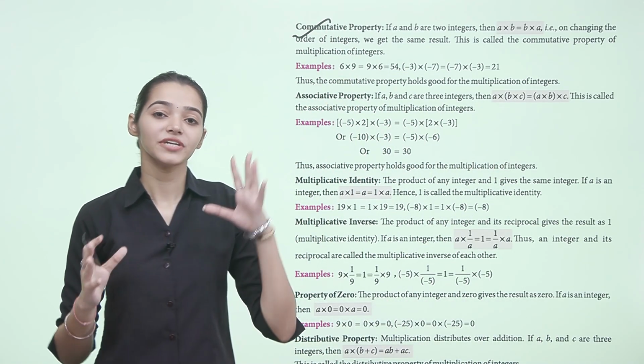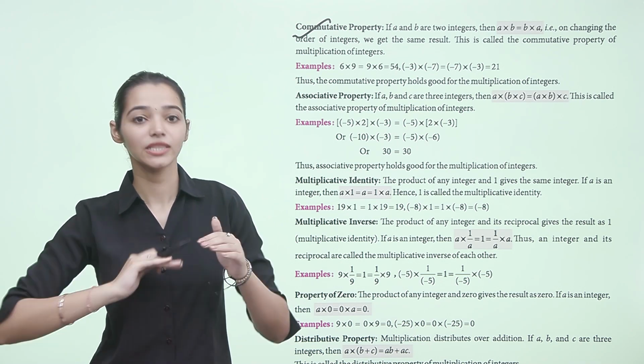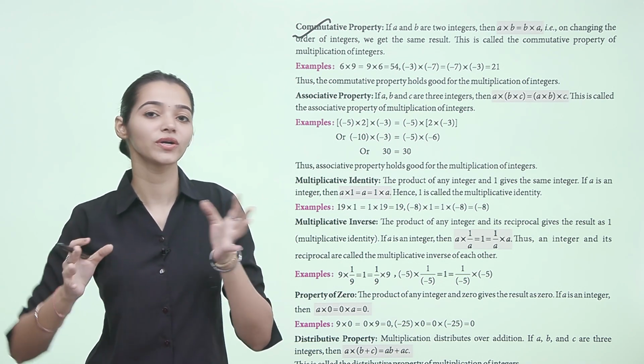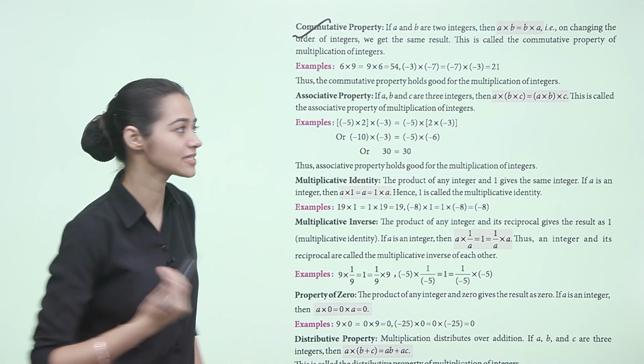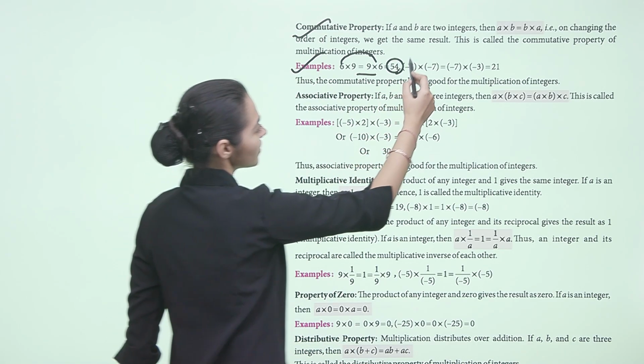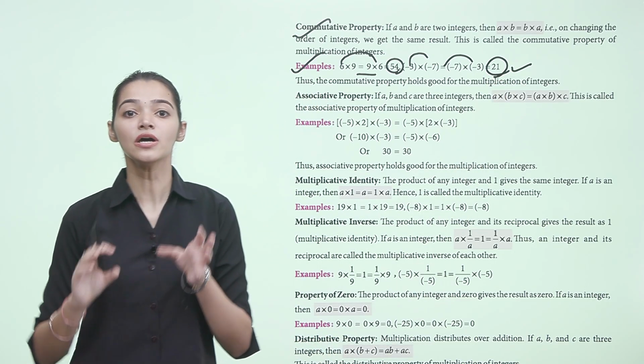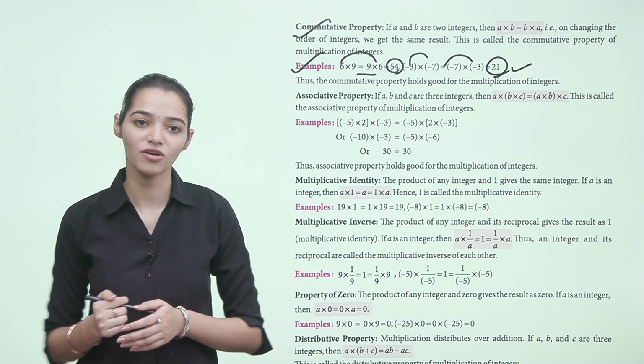Commutative property. Now if a and b are two integers, then a into b is equal to b into a. On changing the order of integers, we get the same result. This is our commutative property. For example, when we change the order, the answer is the same. When we change the order, the product we get is always the same. So that means the commutative property holds good for multiplication of integers.